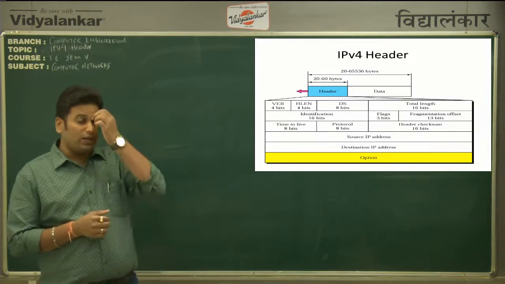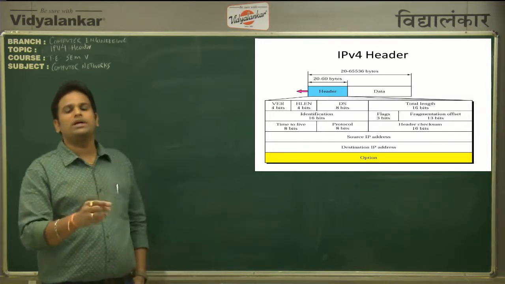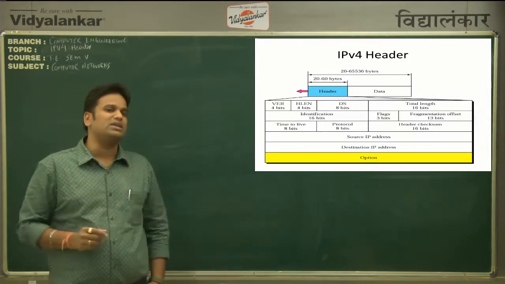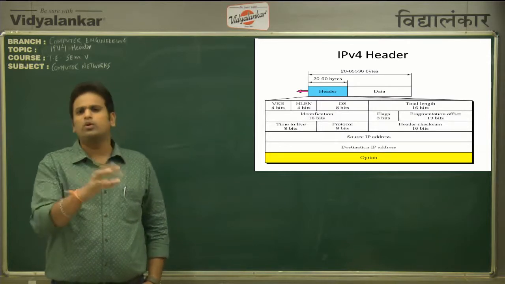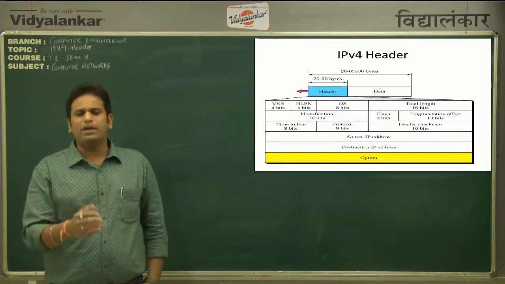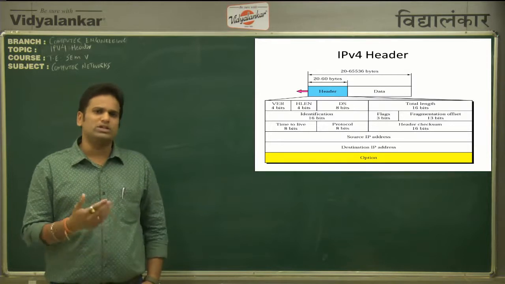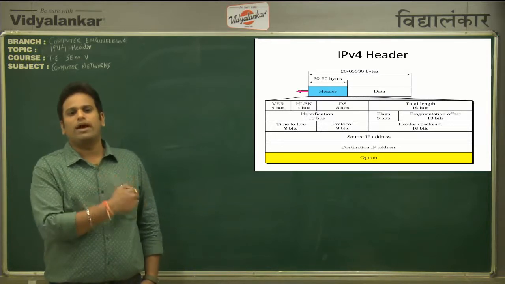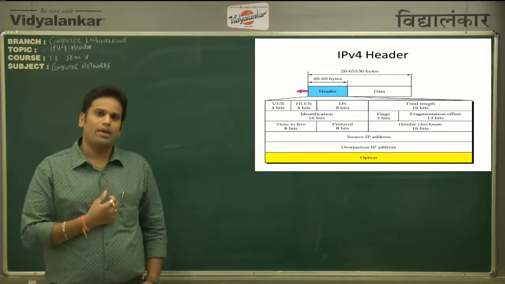So the first part of the header is a 4 bit field known as VER. VER stands for version. There are only 2 versions of IP, that is either version 4 or version 6. If it is version 4, the value here is 4.